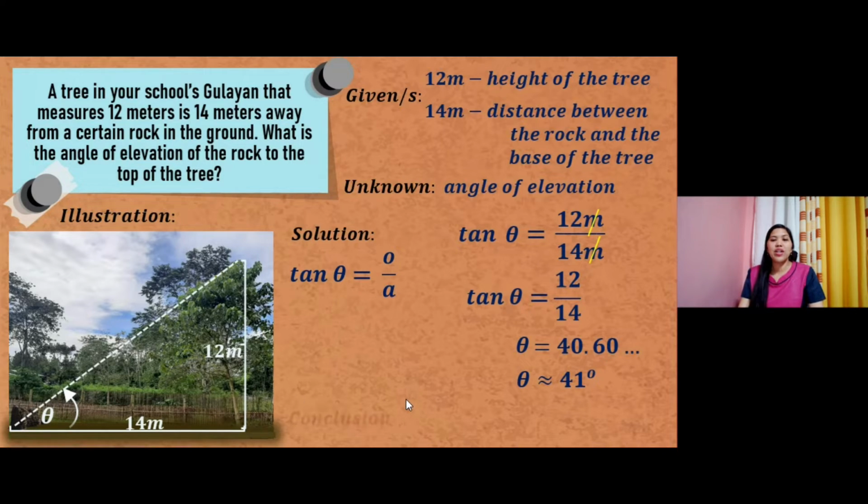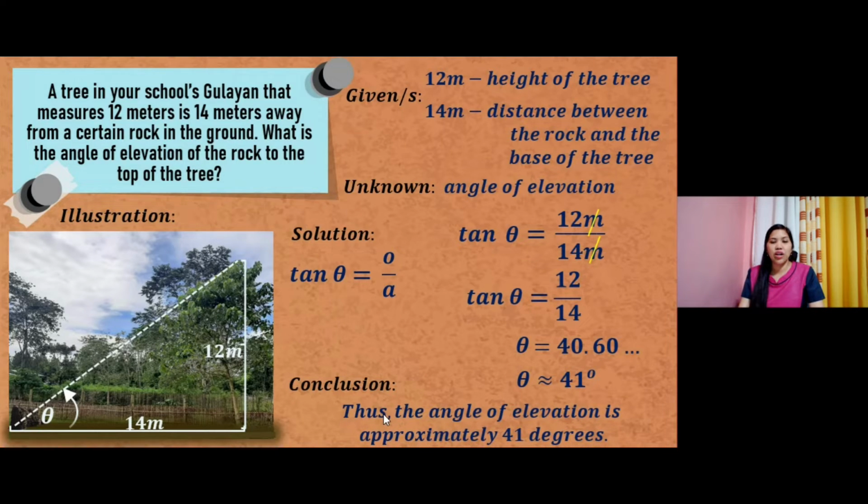So you have here your conclusion. Thus, the angle of elevation from this rock to the top of the tree, that is 41 degrees. Let's consider our second example.